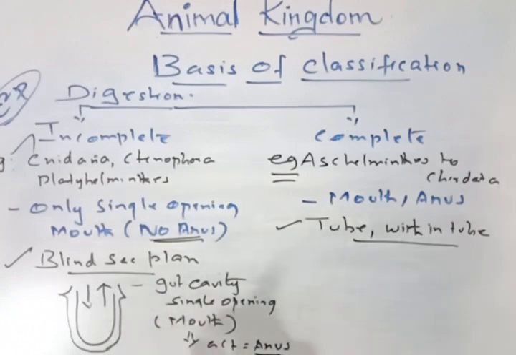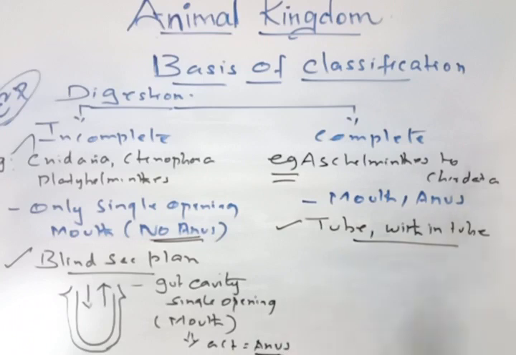Suppose they are not asking for the phylum but asking you to give an example. What example will you give? For Cnidaria, you can go for jellyfish. For Ctenophora, you can go for comb jelly. For Platyhelminthes, you can go for tapeworm, flatworm, all this. In all these organisms there is no anus, only a single opening. Food enters into the same opening, and excretion also comes out through the same opening. So it is called the blind sac plan. Why blind sac? In the alimentary canal, only one side is open, the other side is not opened.